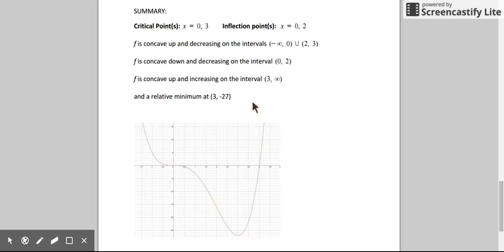And then at 3, I reached my minimum. So my graph changed from decreasing to increasing. And my graph was also concave up and increasing from 3 to infinity. So we got all of the information about our graph by using our first and second derivative tests.